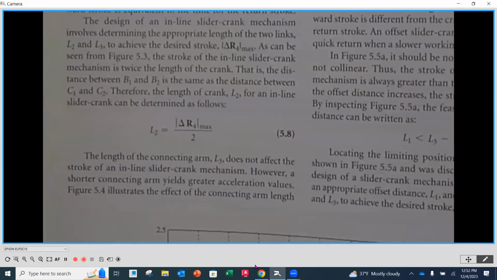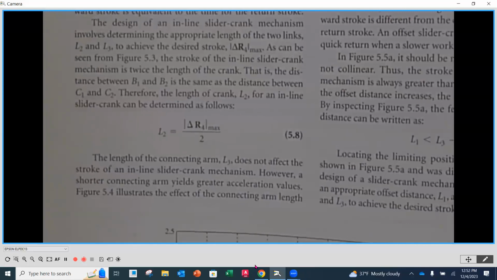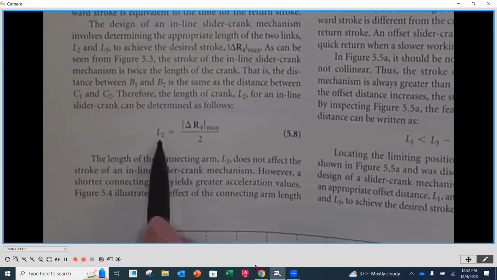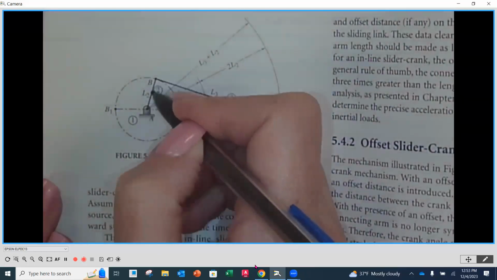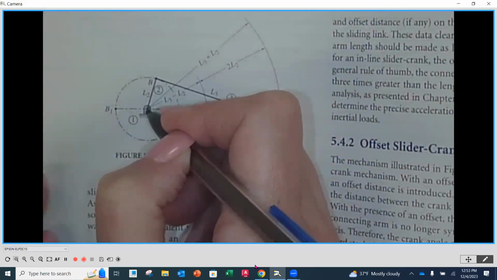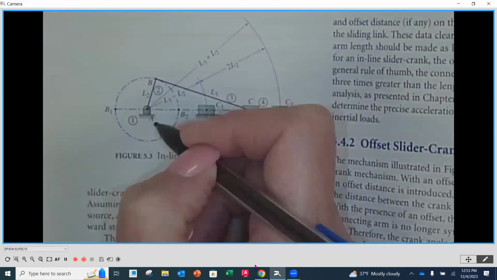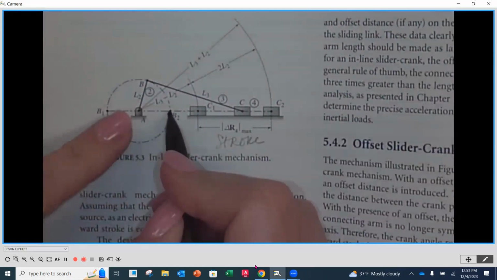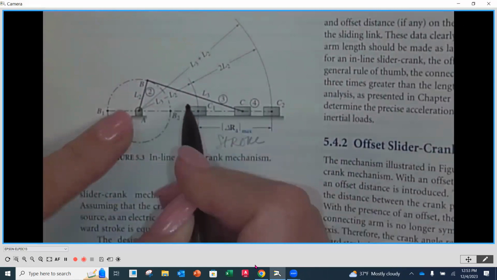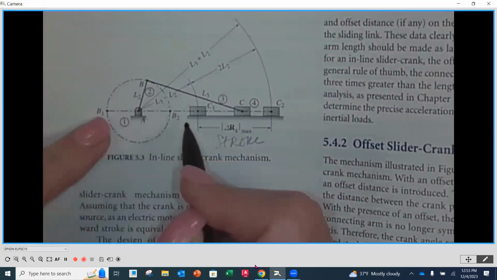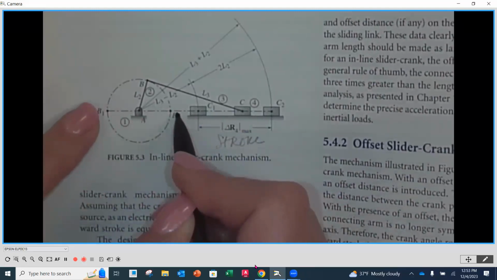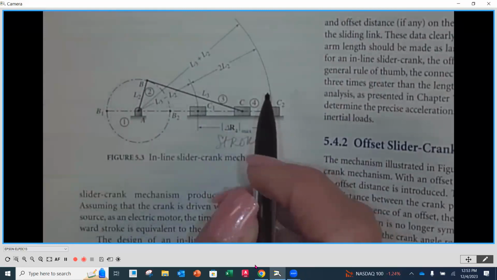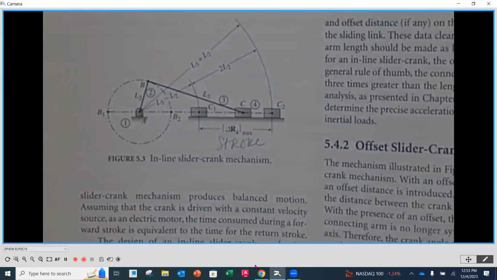Now, as we look at an inline crank slider mechanism, our L2 is going to be the length of our first link off of the frame, the length of link number 2. That's our crank. So how long is that crank going to be? Well, when this is in line, it's going to be laying down flat, and that's going to be its furthest out position. And when this is on the exact opposite side, this is going to be the closest. Do you see how the stroke is the same between these two? So that means that our L2 is going to be half the amount of the desired stroke.